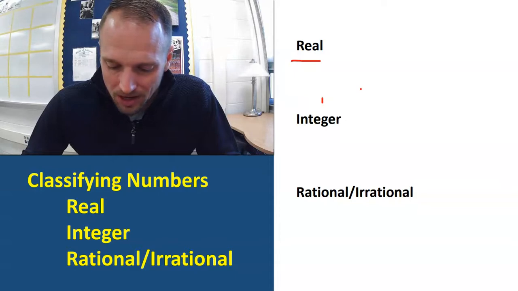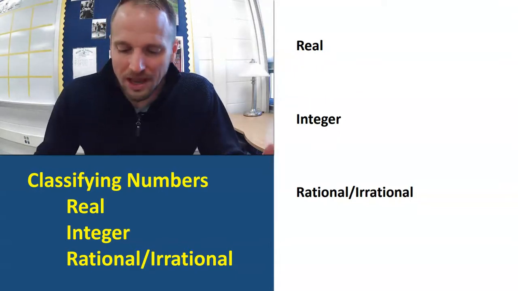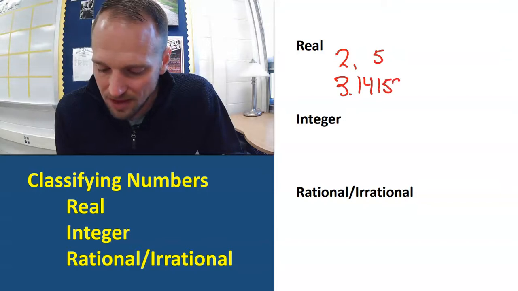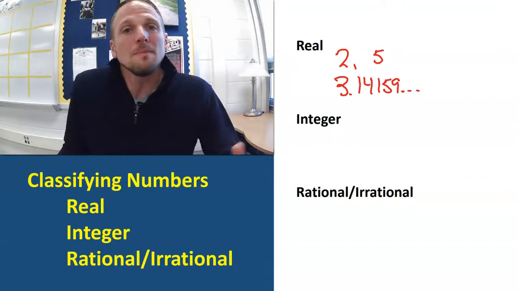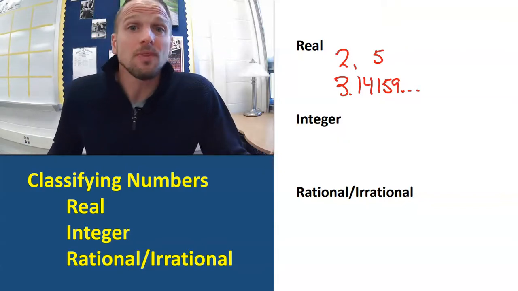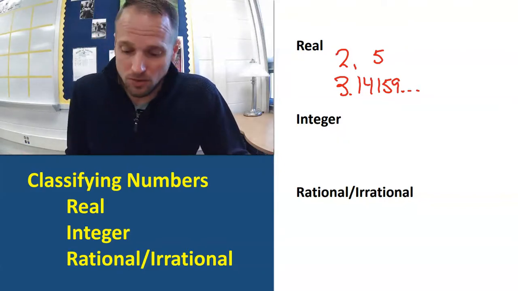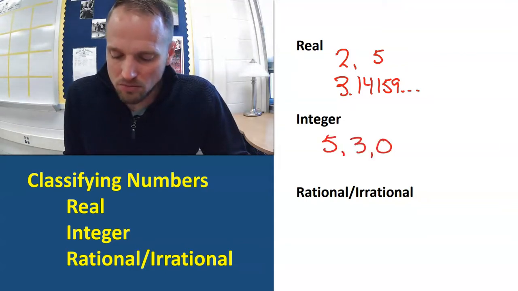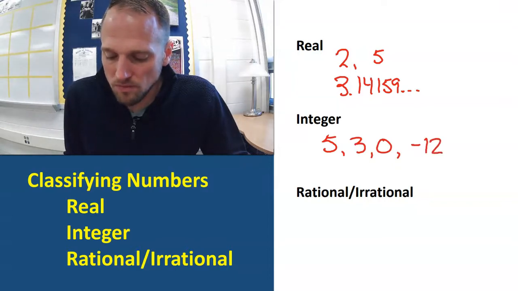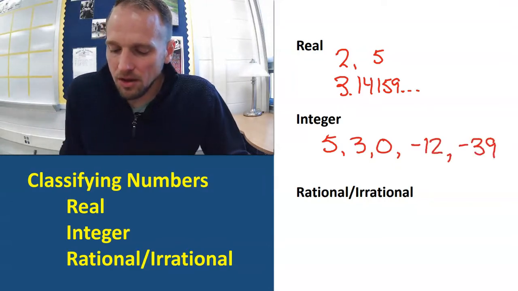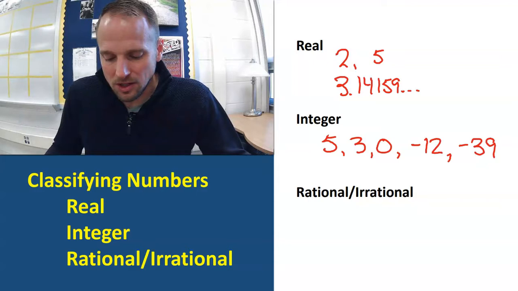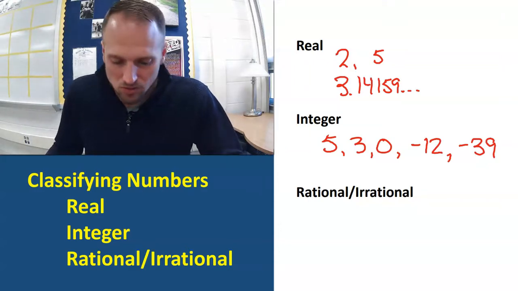All right, how about an integer? Integers, we also like those. So real numbers: 2, 5, 3.1415, just keeps on going. All real numbers. Integers, we love integers. Integers are numbers with no fractions and no decimals. 5, 3, 0, negative 12, negative 39. All right, all of those are integers because they don't have a fraction and they don't have a decimal. Okay, so those should be pretty easy to know.